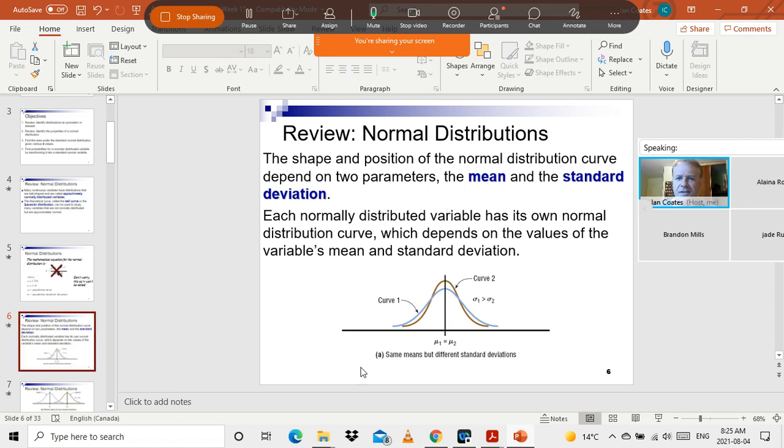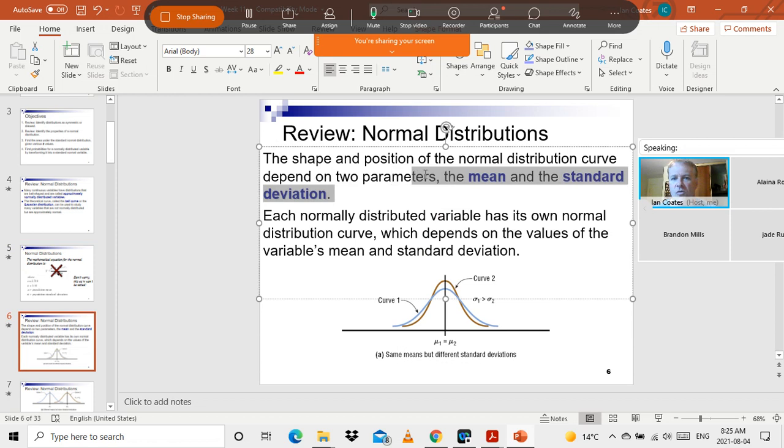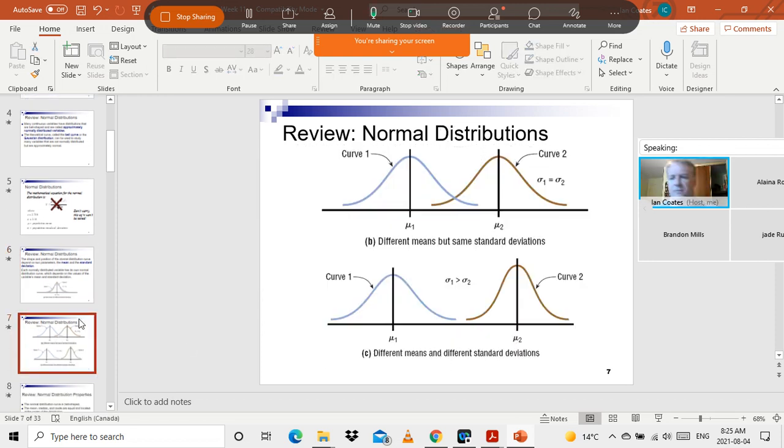Here we have the shape and position of the normal distribution curve, which depends on two parameters, and two parameters only. Each one of these distributions, and you see there are two here, has a mean, and actually a median and a mode, but here we're just talking about the mean. It's right in the middle. They all have a mean.